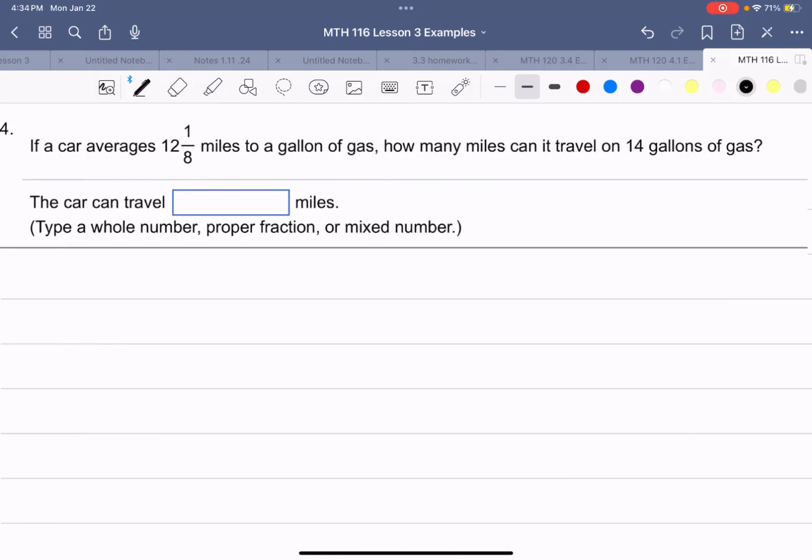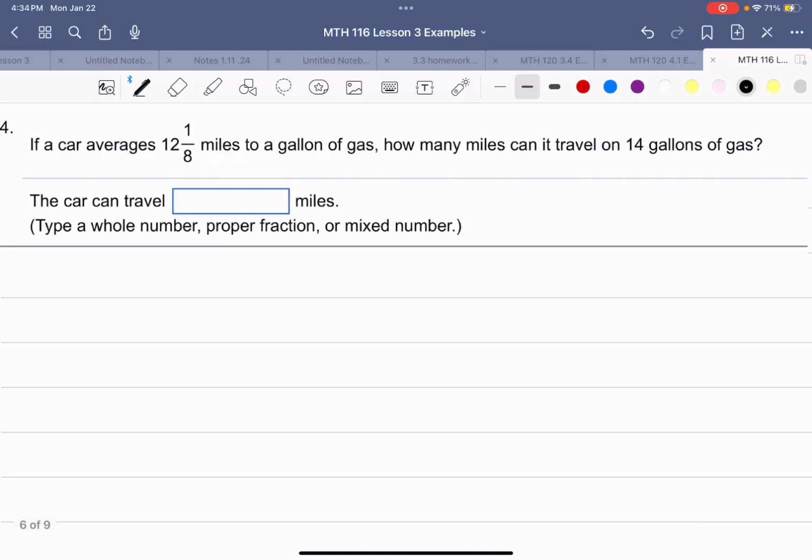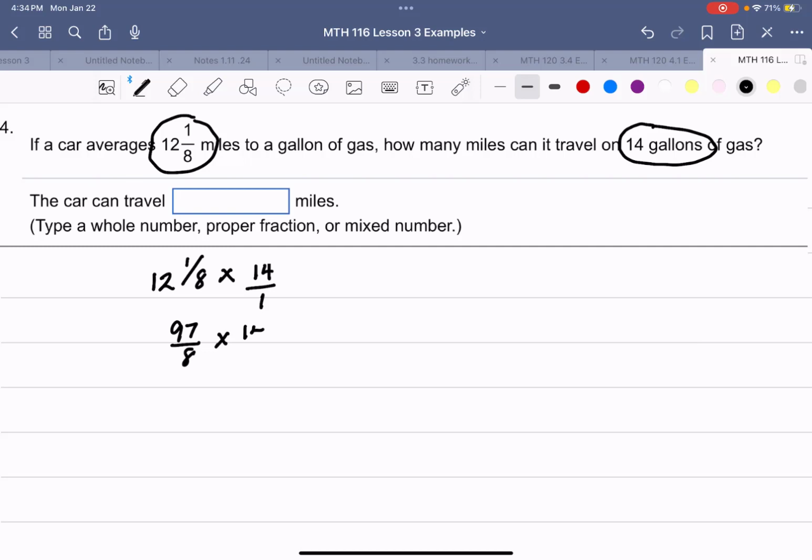Example number 4. If a car averages 12 1/8 miles to a gallon of gas, how many miles can it travel on 14 gallons of gas? So we're going to travel 12 1/8 miles for every gallon, and we've got 14 of those. So it's going to be 12 1/8 times 14, and that's going to be over 1. So 12 times 8 is 96, and 1 is 97/8 times 14 over 1.